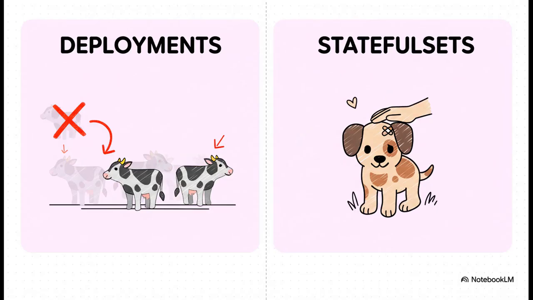There's a classic analogy that explains this perfectly: pets versus cattle. When you use a standard Kubernetes deployment, it treats your application pods like cattle. They're all the same, they're interchangeable, and if one goes down, Kubernetes just spins up a new, identical one to take its place. Super efficient and absolutely perfect for stateless apps.